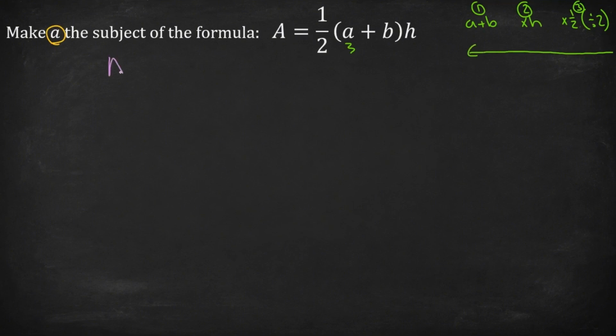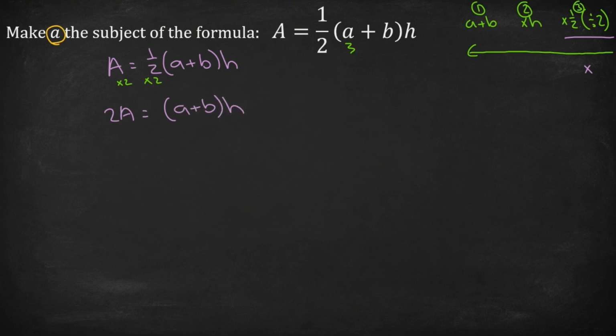I'm going to start by rewriting this formula or this equation. So we are going to start with this step. That means I have to undo this division by 2. And what is the inverse operation of division? Yes, it is multiplication. So I'm going to multiply both sides by 2. Then my equation will look like this: 2A equals (A plus B) multiplied by H. Okay, now this step is done.